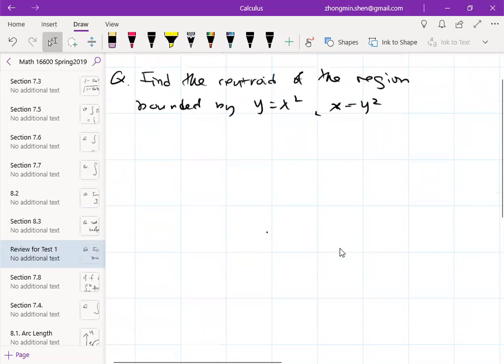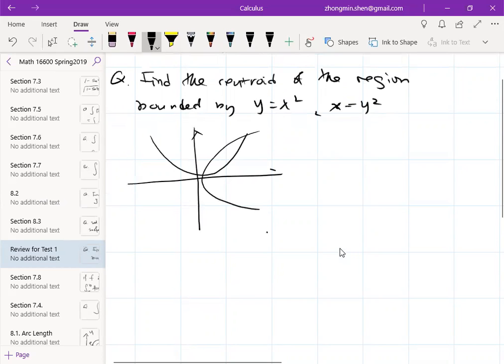Okay. So step one, have to draw the graph. Y equals x squared is this part. X equals y squared is this part. Okay, so this is the region we're talking about.